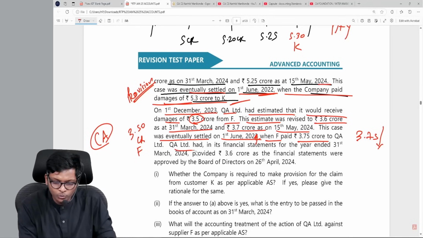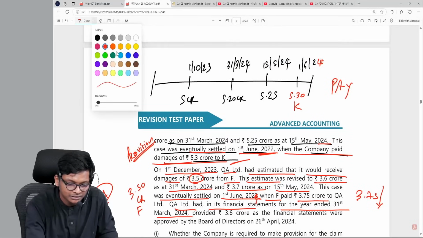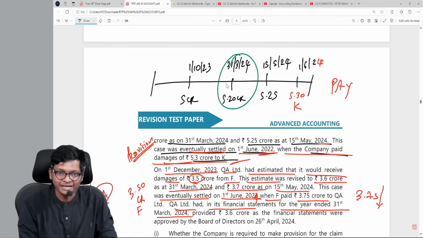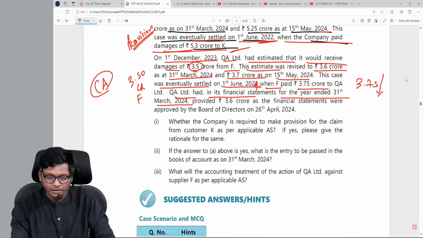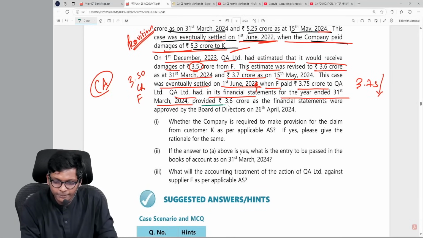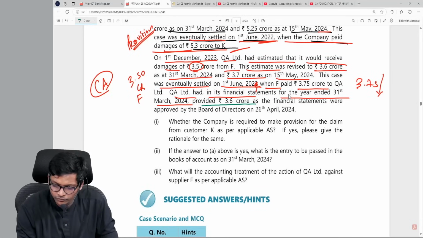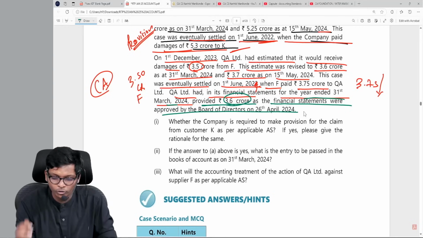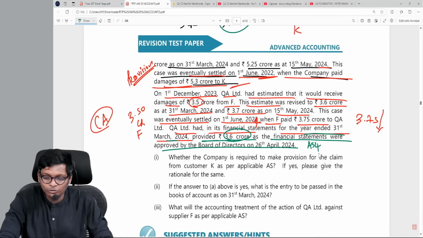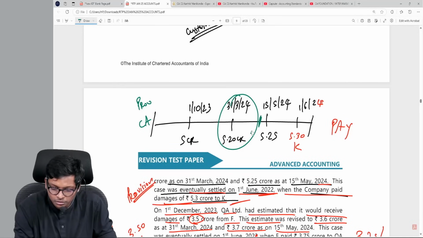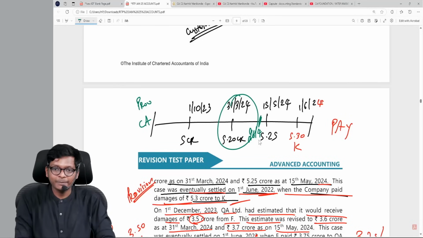Okay. QA, in its financial statements for the year ended 31st March 2024, this is the year ending. For year ending, I have to create a provision and I have to see if I have to have contingent asset. For the year ended 31st March, provided 3.6 crores, as the financial statements were approved by board on 26th April. They are bringing in AS 4 also. They are bringing in board approval. So board is approving which day? 26th April board has approved.